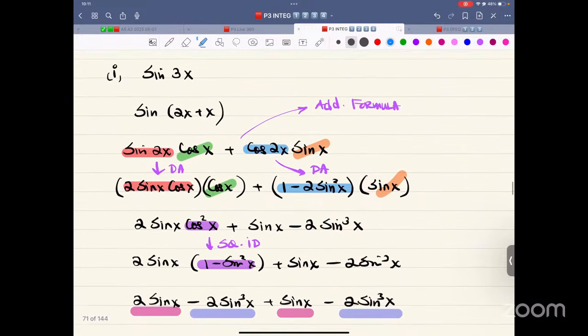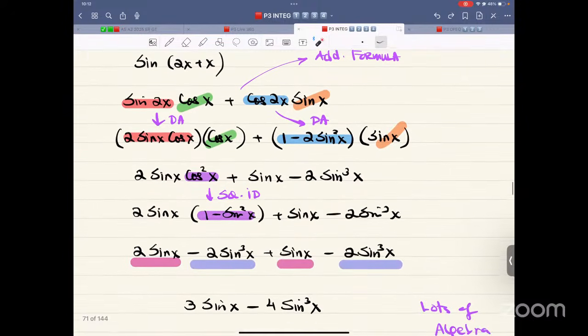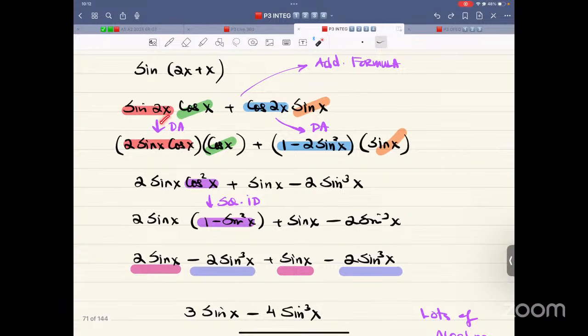Something like this: sine 3x, that is sine of 2x plus x, and they are asking us to prove this identity. So here is another trigonometry identity that I'm solving for you. Sine of 2x plus x is sine 2x cos x plus cos 2x sine x. Sine 2x, write this as 2 sine x cos x. There is no issue with that.